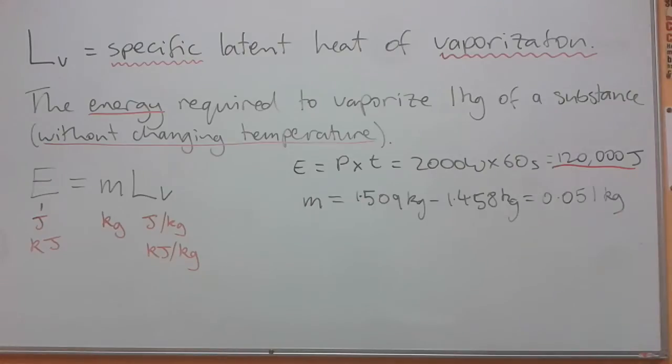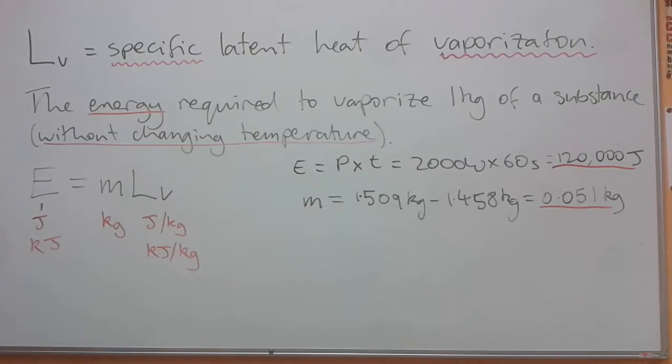So what we've worked out is the energy required to vaporize, well, not a kilogram, 0.051 kilograms, which is not a kilogram. However, we should be able to, nonetheless, work out the latent heat of vaporization. So, the formula for it is over here. E, the energy required to vaporize, equals m, the mass in kilograms, times the latent heat of vaporization.